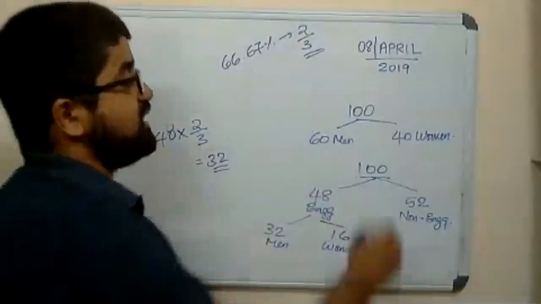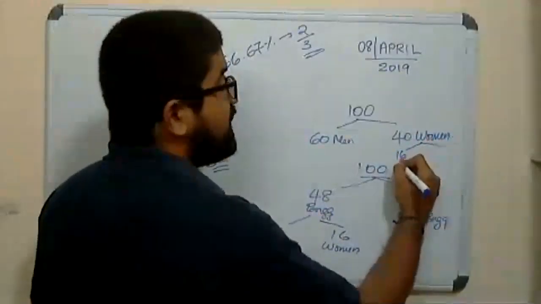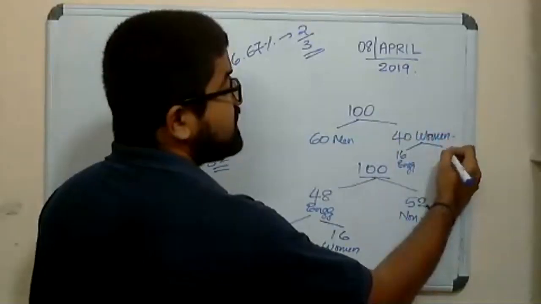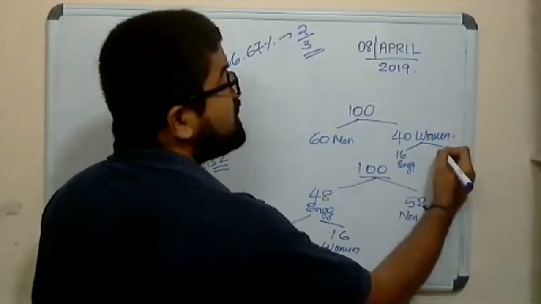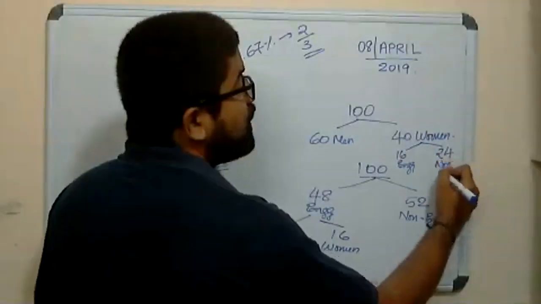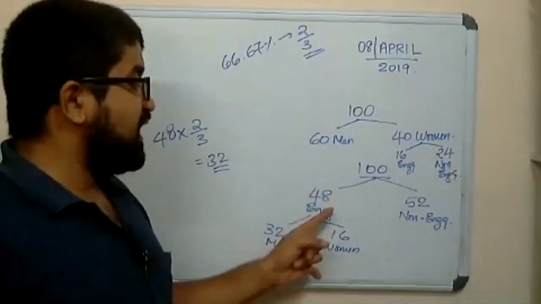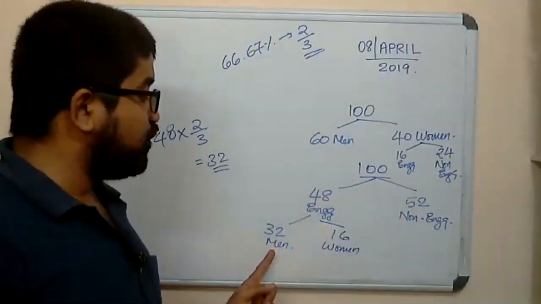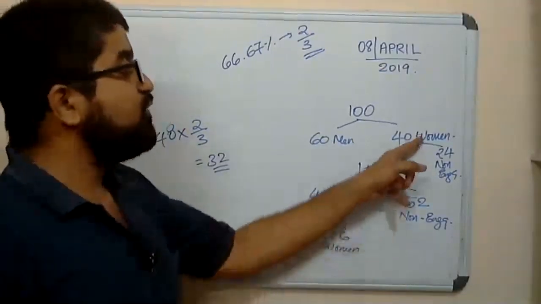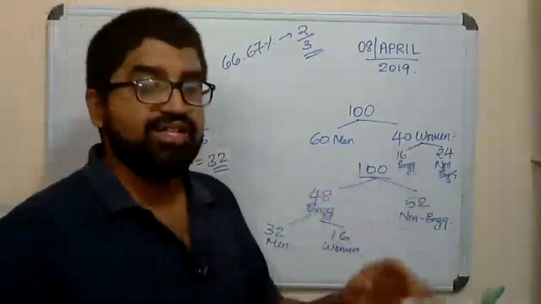So I can see that out of these 40 women, 16 women are engineers. So the remaining 24 women belong to non-engineers. Okay, so I can see that out of this 48, 32 are men. So the remaining 16 women are engineers. So of the 40 women, when I consider 16 are engineers, it means 24 of them are non-engineers.